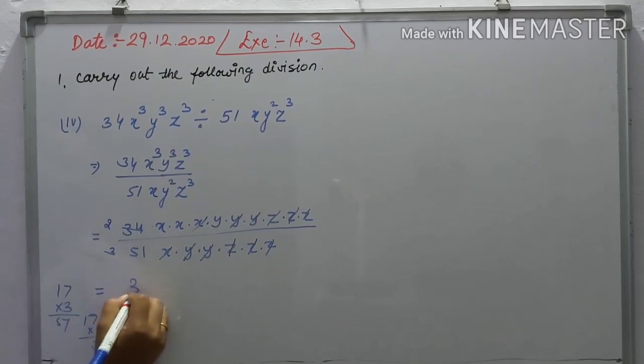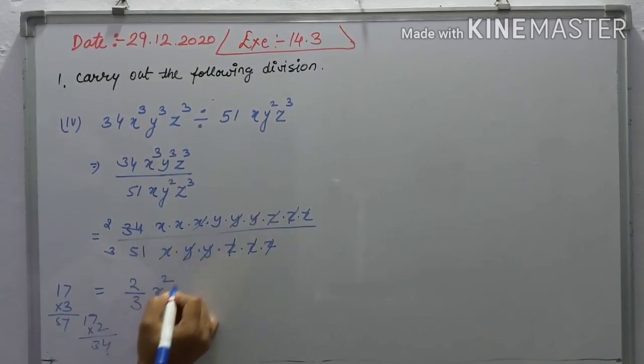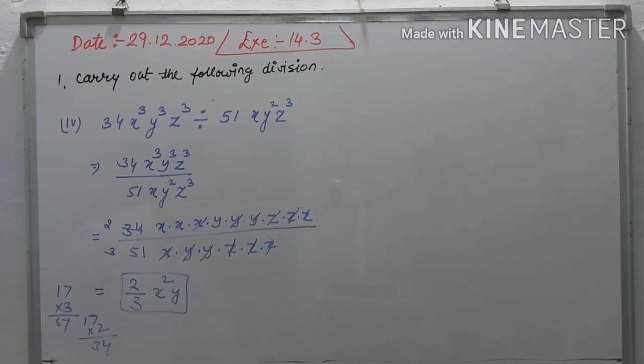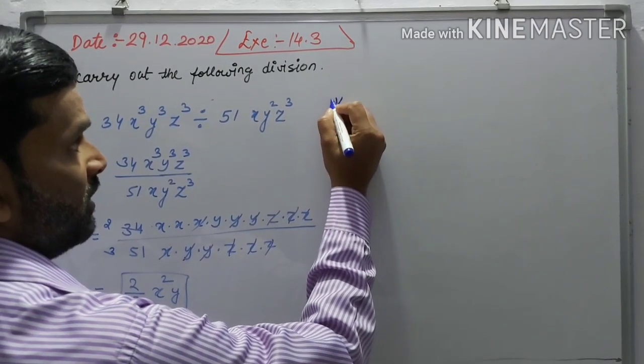So the answer is 2 upon 3, x will be 2 times, that is power 2, and y only 1 time. So this is the answer after the solution. Okay, now the last question, question number 5.